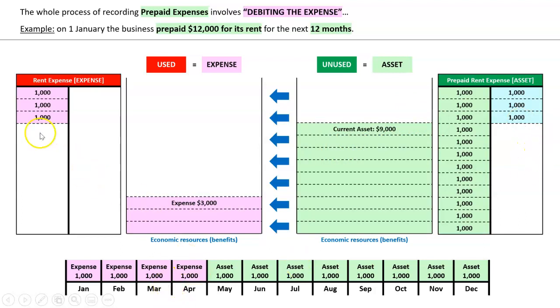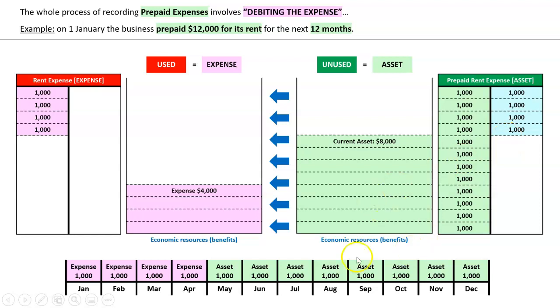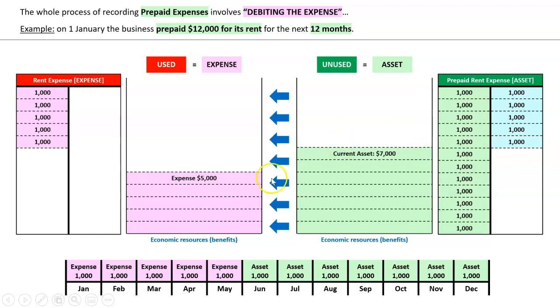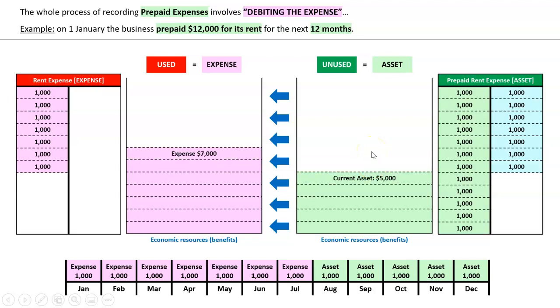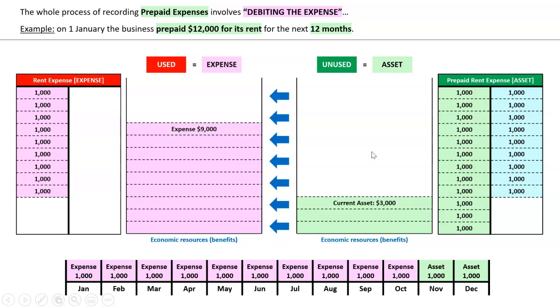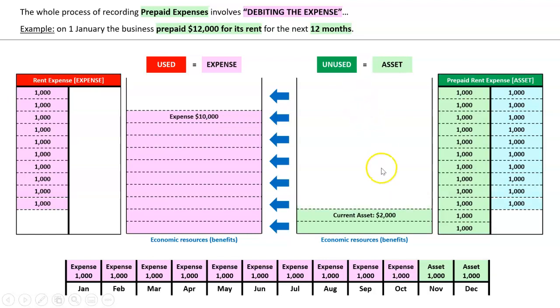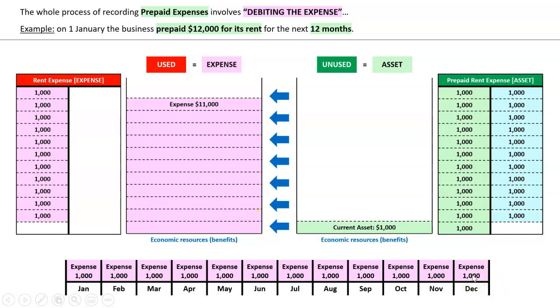Another month goes by. Debit the expense, credit the asset, and so on and so forth. So each month that goes by, debit the expense, credit the asset. Another month goes by, debit the expense, credit the asset, and so on. And eventually what will happen is over time, as we use up all of the prepaid expense, all of those economic benefits that were unused will get used, and we'll get to the final month here in December, and we'll have used $1,000 of the last month here in December. Debit the expense. So now we've actually used all the economic benefits, and all these unused economic benefits are gone. So this tank is empty.